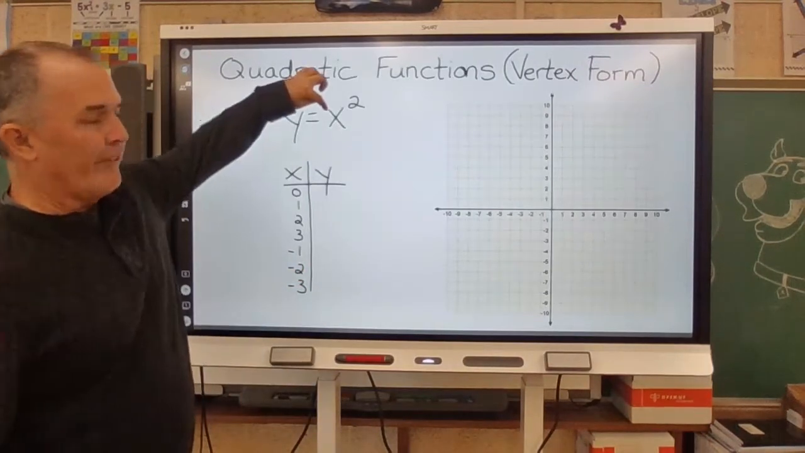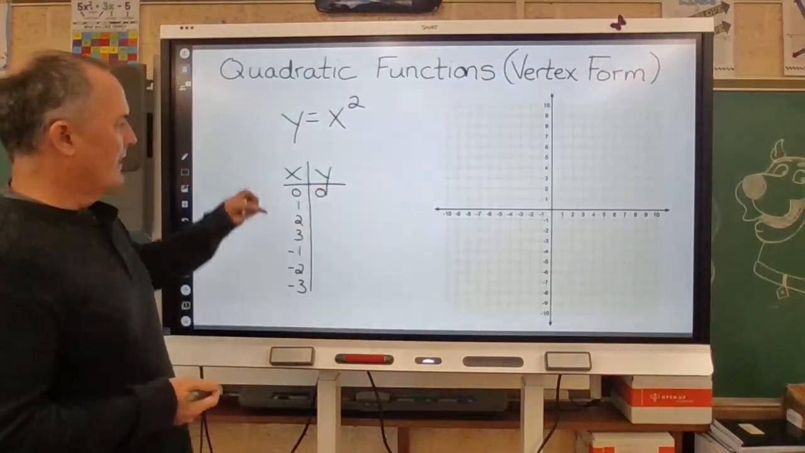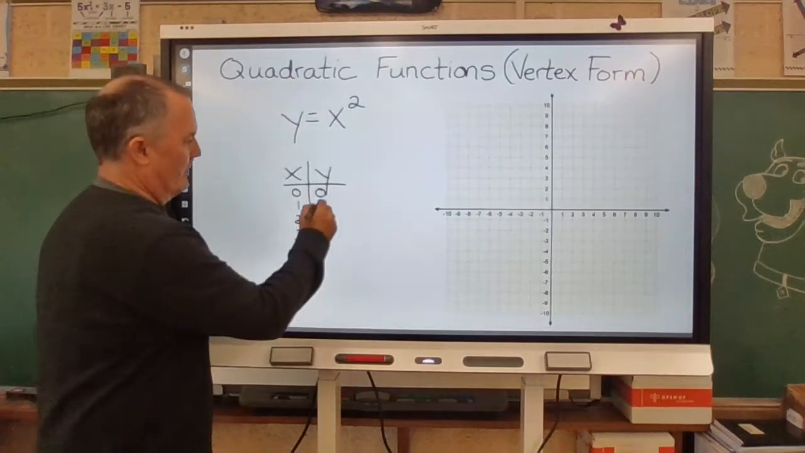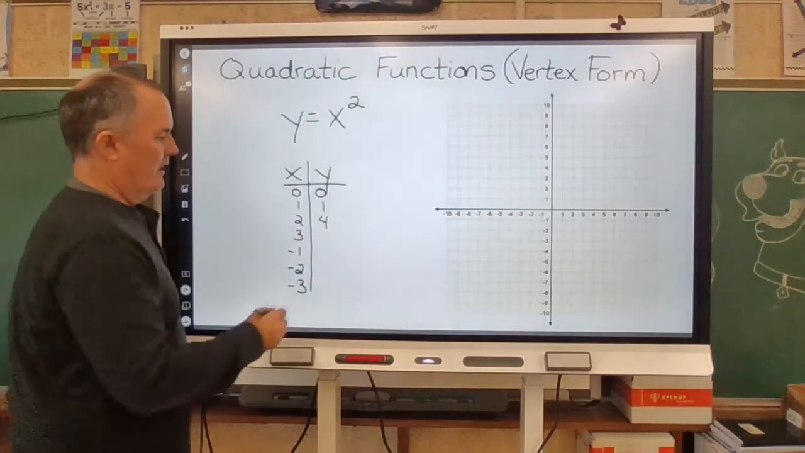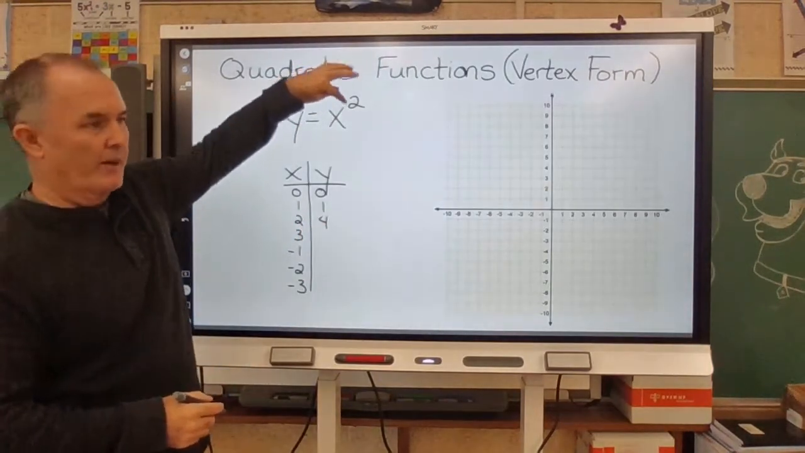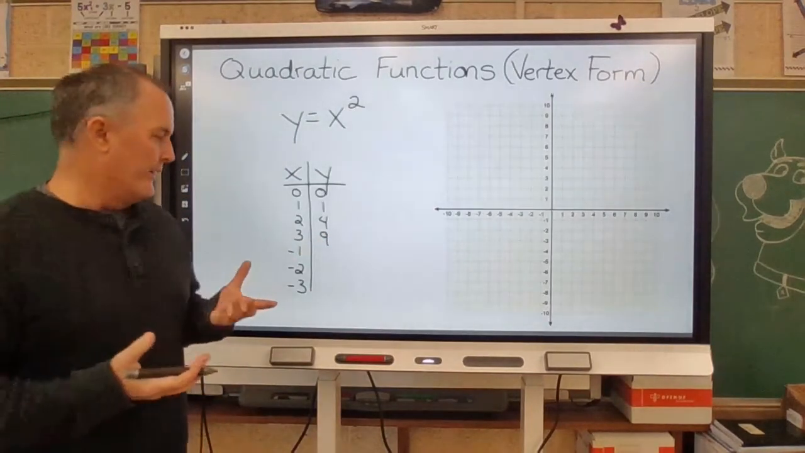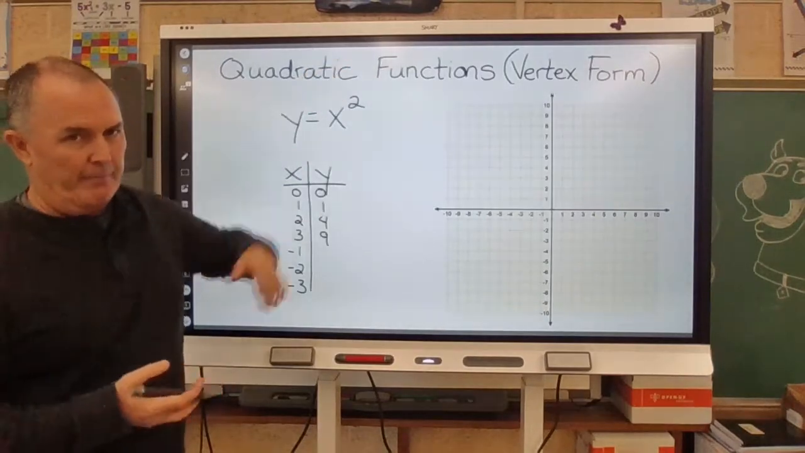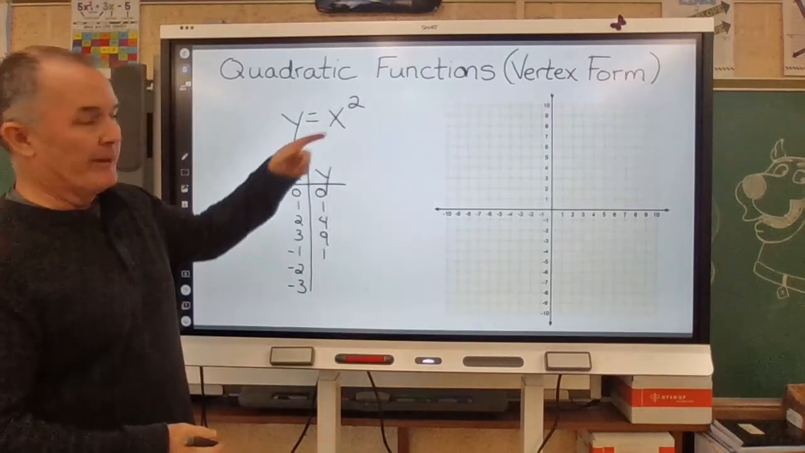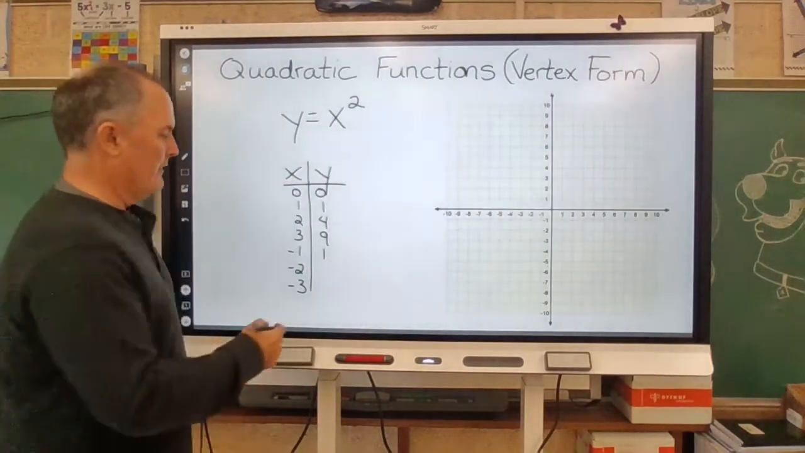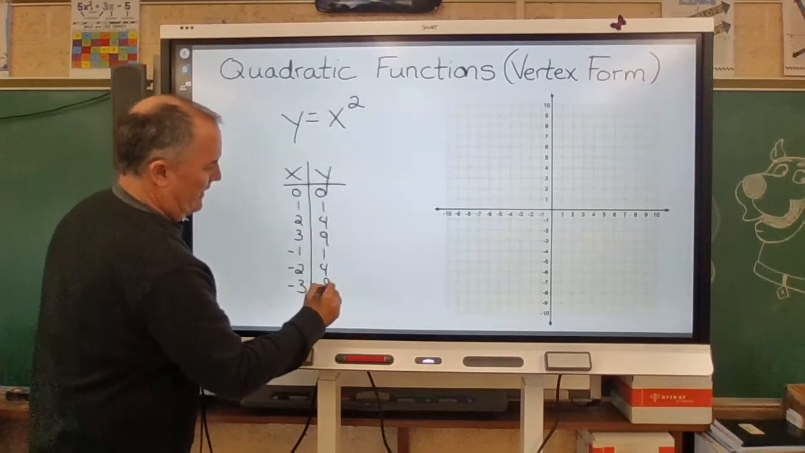All right, so if I plug 0 in for x, 0 squared is 0. That's easy. If I plug 1 in, 1 squared is just 1. If I plug 2 in, 2 squared is 4. If I plug 3 in, 3 squared makes y equal 9. And it goes the same for the negative values. If I plug in -1 and square it, -1 times -1 just gives me a positive 1. Same thing with -2. -2 squared would be positive 4. And then -3 squared is a positive 9.